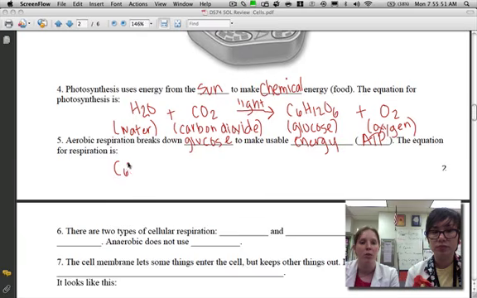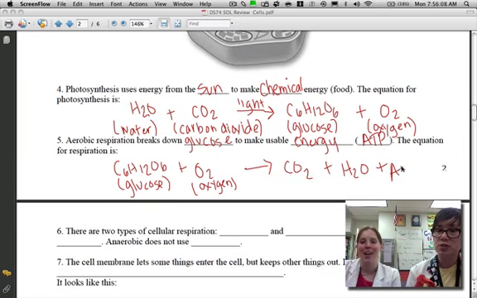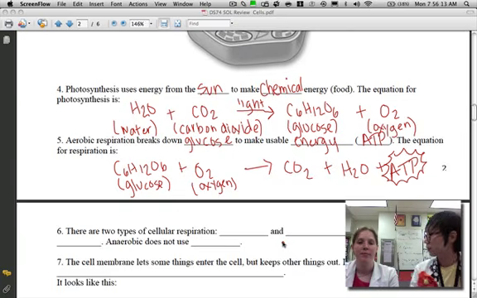Now we're going to take our food, our glucose, and our oxygen, and we're going to make CO2. That's our byproduct. Water. Another byproduct. And most importantly, ATP, which is the whole reason why we're doing this particular chemical reaction. Right. So notice there is a cyclical relationship between photosynthesis and cellular respiration. That's important.